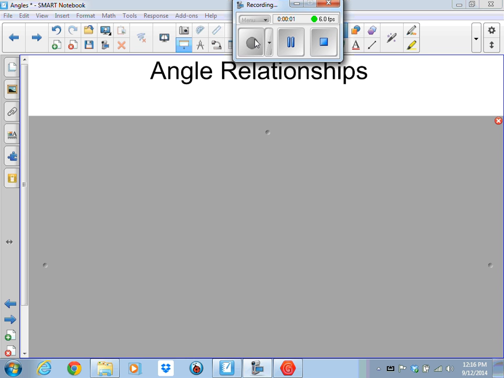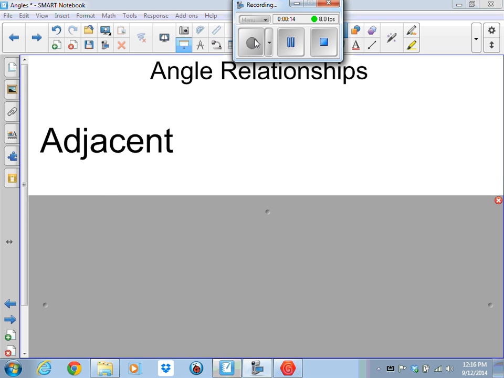All right, today we're going to talk about different relationships that these angles have. They all have their special names, so you need to know these because we are going to be referring to these terms later on in the year.